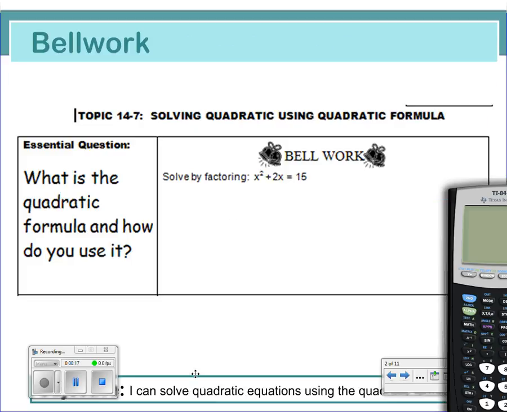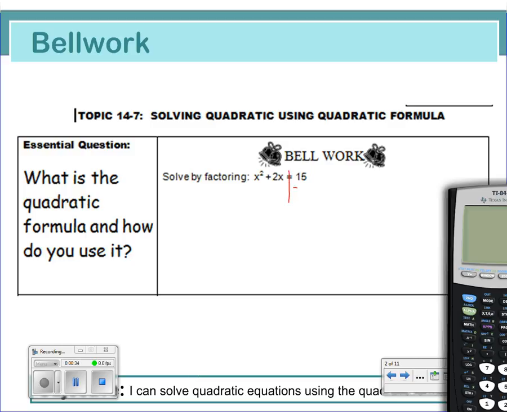You need to solve by factoring. This is what we've been doing for the past couple of days, so this is just a reminder how you can solve quadratics by using factoring. First thing we need to do is make sure that our equation is in standard form and that it's set equal to 0, so that means we need to move the 15 to the other side.